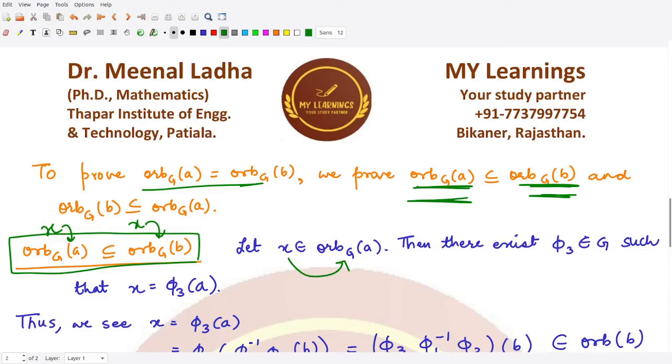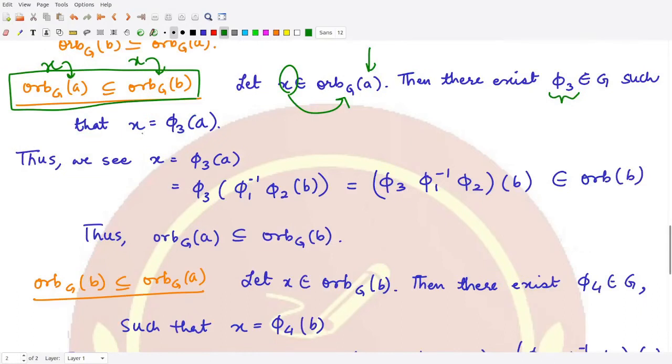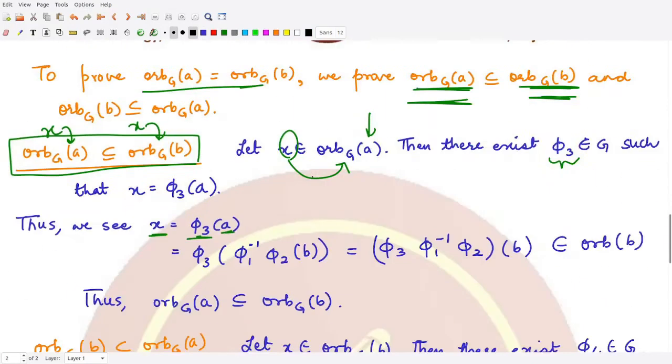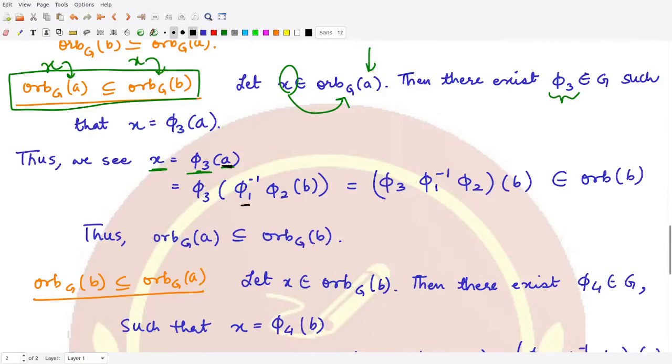If that is so, according to the definition, there would be some permutation in G, let's call that phi 3, such that when we apply phi 3 onto this A, we would have x. This is according to the definition of orbit. So we have x is equal to phi 3 of A, and according to the equation star, what is the value of A? The value of A is equal to phi 1 inverse phi 2 of B. Now we can use the associativity and rearrange the brackets so that we have phi 3 phi 1 inverse phi 2 of B.